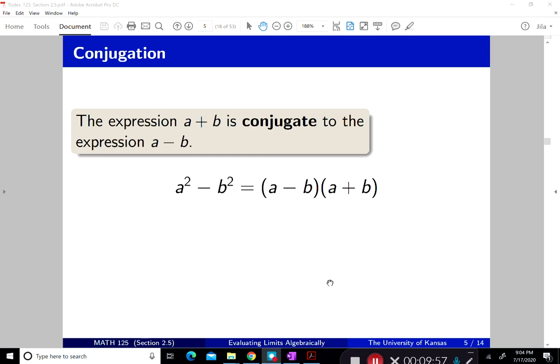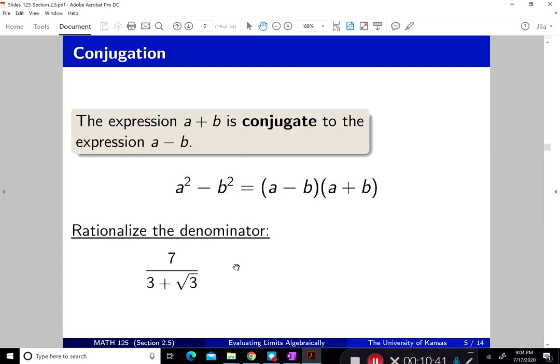The other method that we use, beside the simplification that we saw, where one function gives the limit value for the other function, is the conjugation, from which we end up with a simplification. And so what is conjugation? If you have an expression a minus b and you multiply it by a plus b, then you will have the difference of the squares as the product.